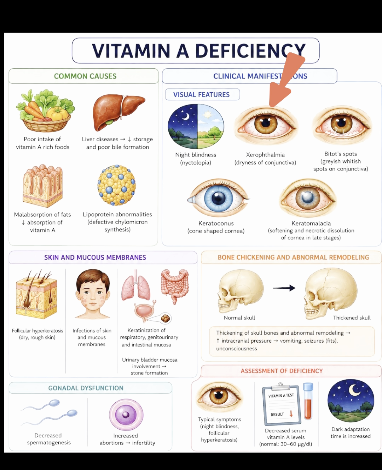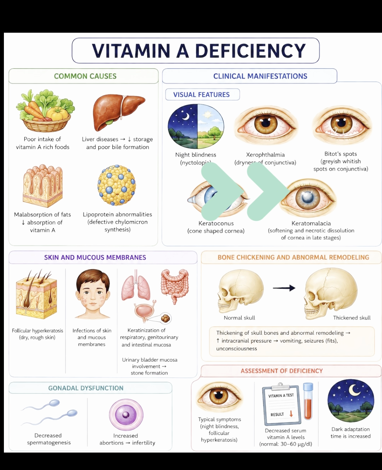The conjunctiva becomes thick and wrinkled. The cornea loses its mucosal cells and becomes dull and hazy due to keratinization and loss of transparency. Next are the Bitot spots. Bitot spots are triangular white patches on the conjunctiva on either side of the cornea. They are usually bilateral. Nyctalopia and Bitot spots are reversible with vitamin A supplementation.